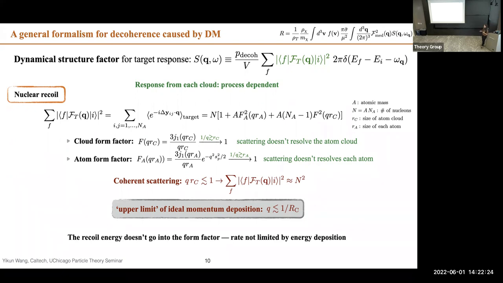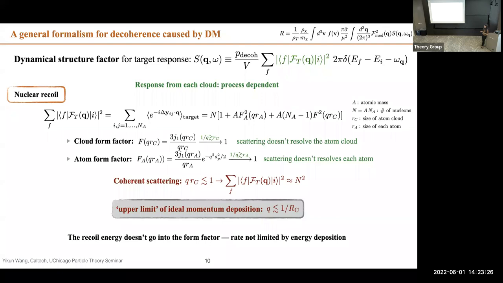A similar thing happens to the atom, but it's not a significant enhancement compared to the cloud form factor. That basically gives you the number of nucleons within each atom if you actually resolve the atom. So in summary, if I'm in the coherent scattering limit where Q dot Rc is much smaller than one, I'm going to have an n squared from the second part of this dynamical structure factor. That gives me another piece of information about the ideal momentum transfer. That is when the momentum transfer q is roughly smaller than 1 over Rc. So these two scales, one is delta x, the spatial separation between two clouds, and another characteristic scale is the size of the cloud. These two characteristic scales tell me what my optimal momentum transfer is, or what momentum transfer I will get most of the contribution from.